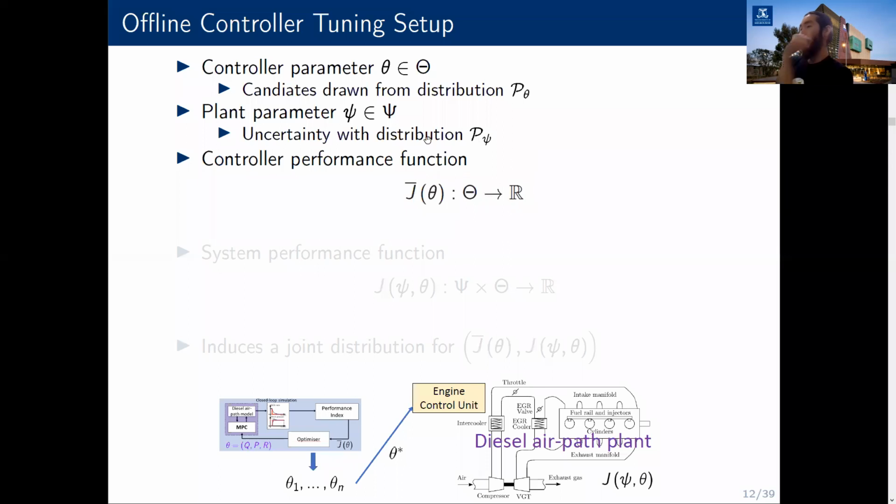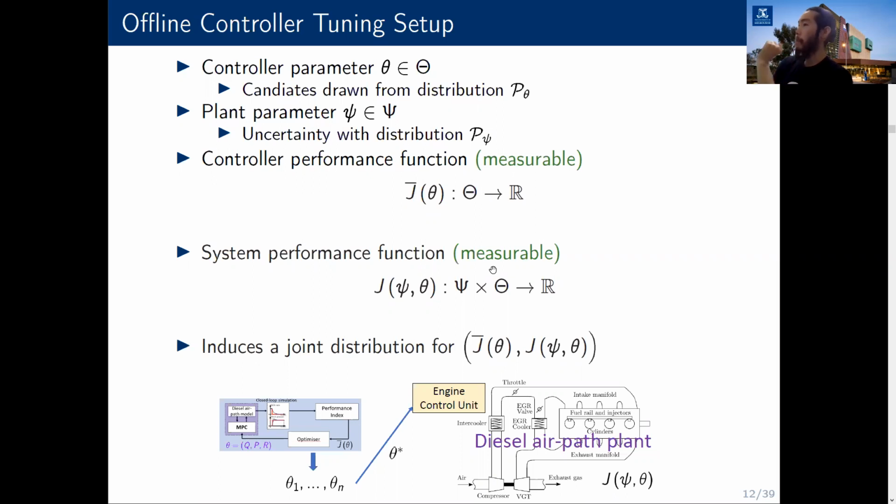So we'll define the controller performance function as a function which allows us to compare any two controllers. And another function called the system performance function, which is now actually in terms of your plant as well. So given a plant and a controller, this then evaluates the performance of that controller theta with that plant psi. And if we make the additional technical requirement that these functions are measurable, then this is going to induce a joint distribution over these performances.